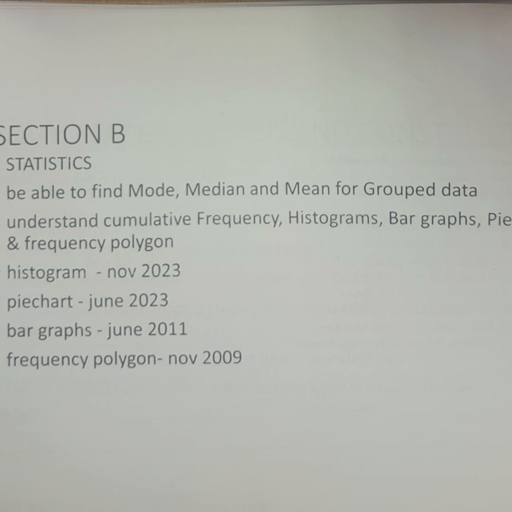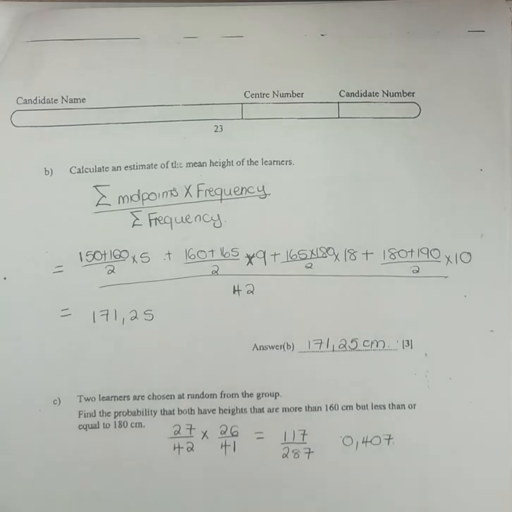Median is usually examined if it is a cumulative frequency curve, and then the average is going to be examined in each and every statistics question. You need to know how to calculate the average or the estimate of the mean. So this is how you do it. Let's say they ask you a question on the estimate of the mean height. We are going to say summation of midpoints times frequency over summation of frequency.